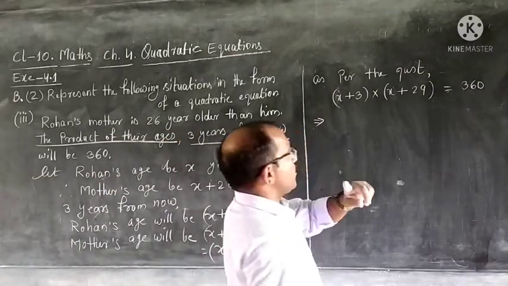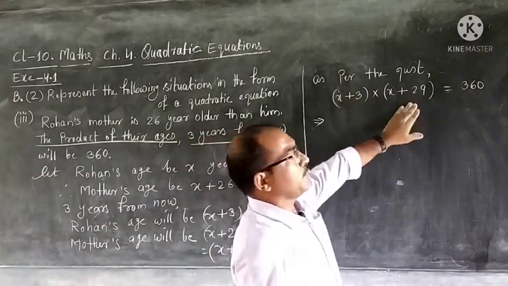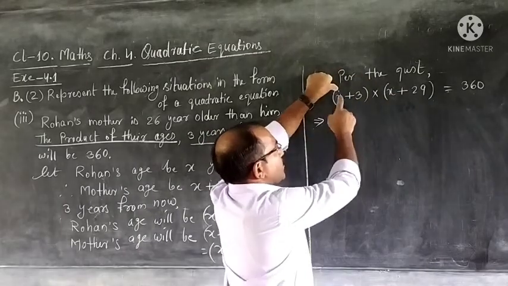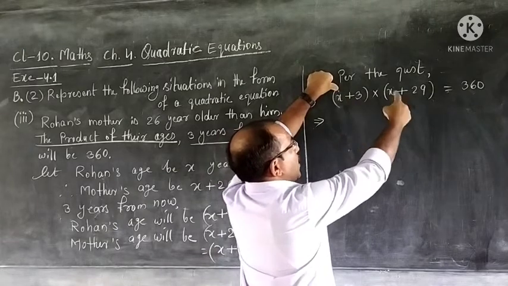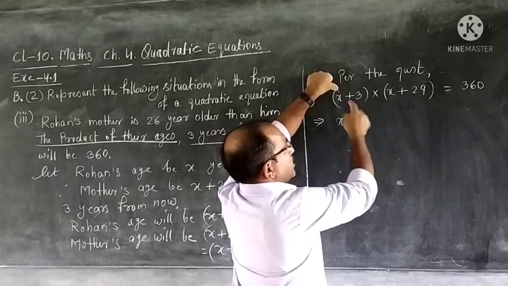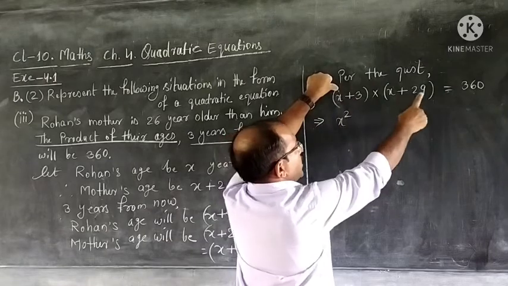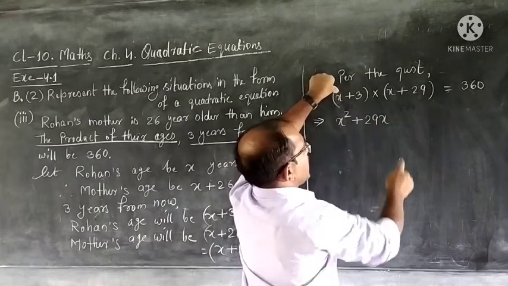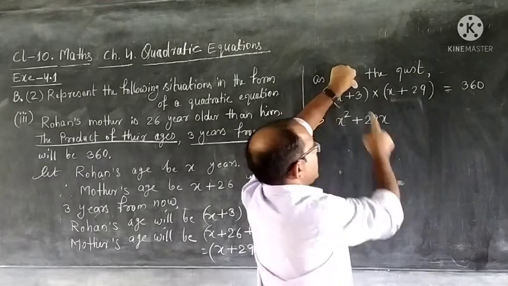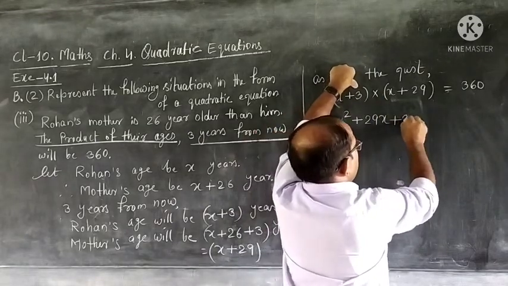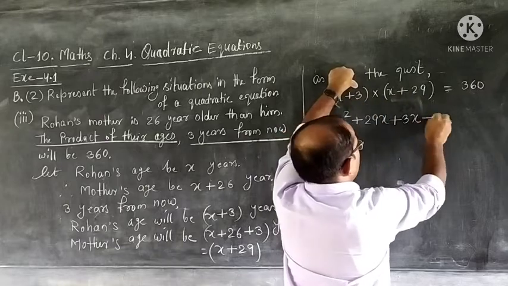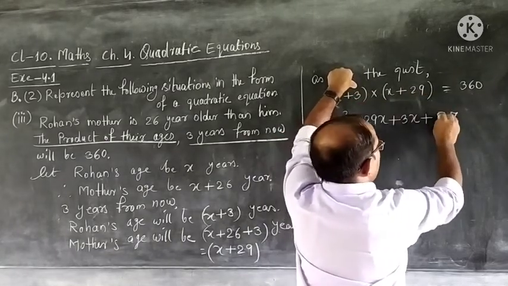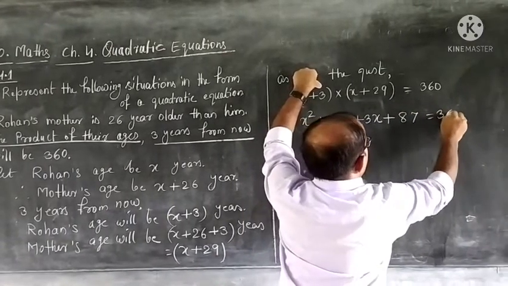Once more reminding you how to multiply these binomials, both are having two terms. Keep finger on the first term of the first binomial and multiply with everyone inside the other bracket, x into x, x square, 29 into x, 29x. So, first one we multiplied with both. Now, second one, plus 3 into x, 3x, plus 29 into 3, 3 nines are 27, 3 twos are 6, 87, is equal to 360.